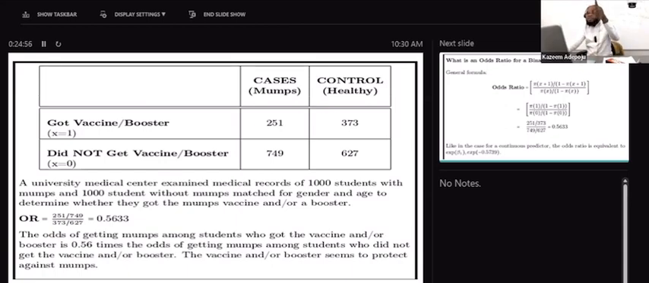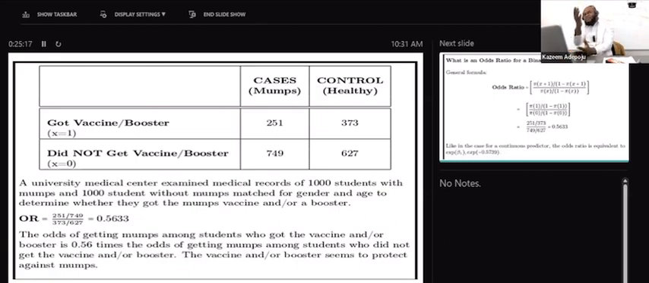Now, if you take a look at what I have now, okay, 251 actually have mumps, and you know what? They got vaccine. Okay, but 749 did not get vaccine, and they have the disease. Let me tell you this: my vaccine is not a magic. Vaccine is an intervention. There's always going to be an error, right?